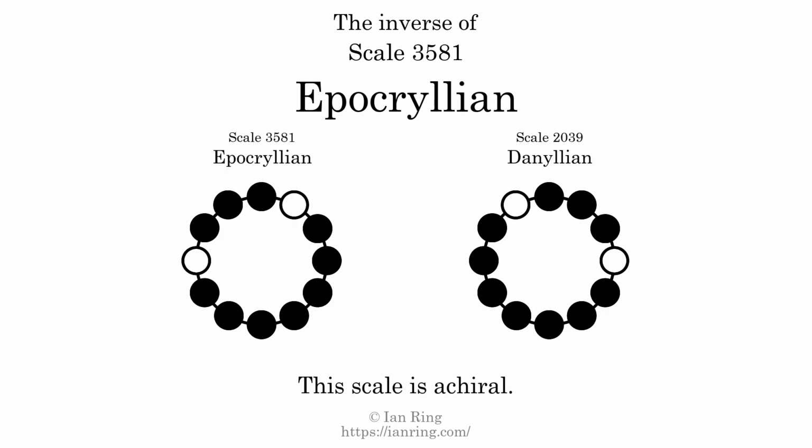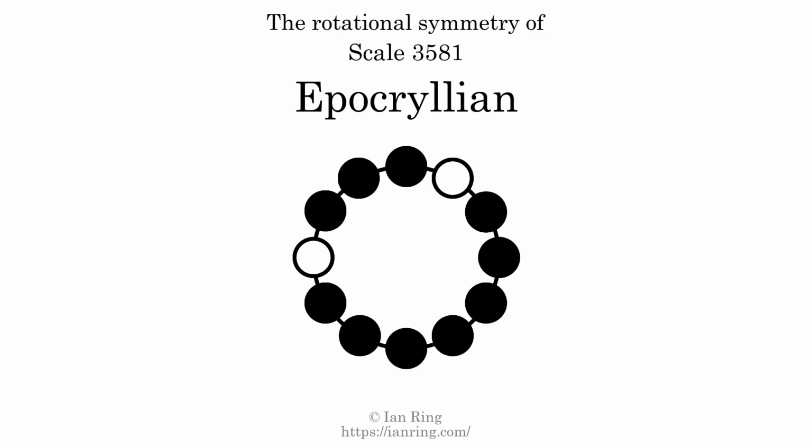The inverse of a scale is a mirror image. It is what you get when the sequence of intervals is reversed. The inverse of this scale is scale 2039, also known as Danelian. This scale is achiral, since it can transform into its own reflection by a rotational transformation. This scale has no rotational symmetry.